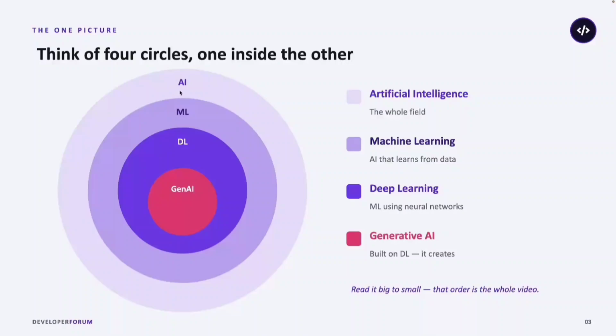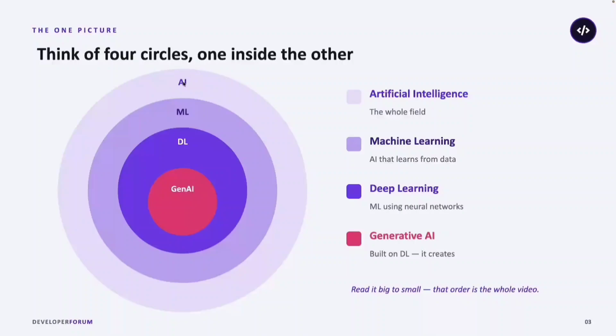The biggest circle is artificial intelligence, which is AI, and inside it sits a smaller circle, which is machine learning. Inside that, there's an even smaller circle, which is deep learning. Within that, there is an even smaller circle, which is generative AI, and this is the thing which everyone's excited about right now. So the order from the biggest to smallest is AI, then machine learning, then deep learning, and then generative AI sitting inside deep learning. This is the image which is our whole video.